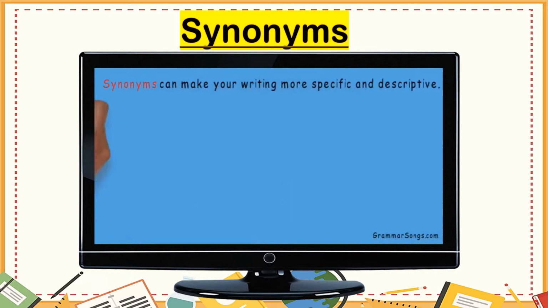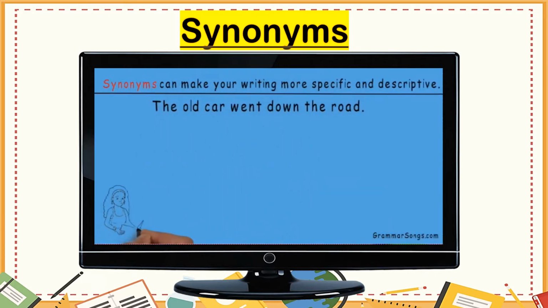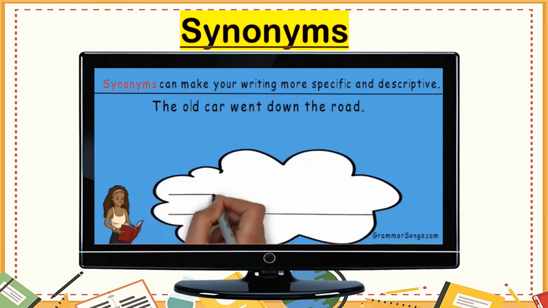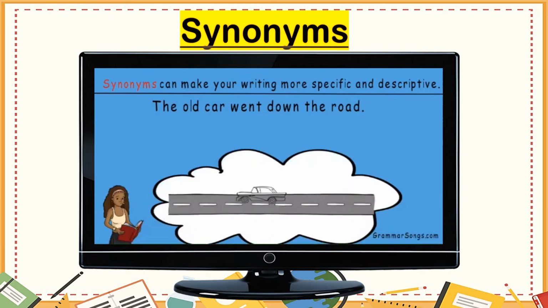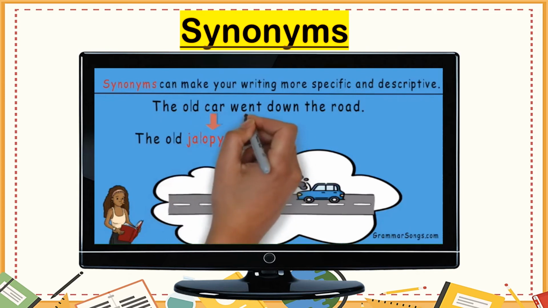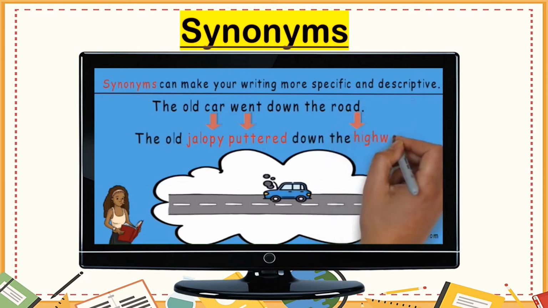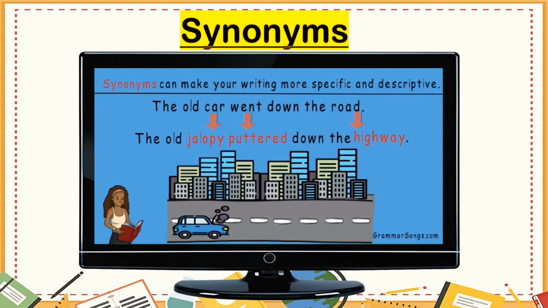Synonyms can make writing more specific and descriptive. I could write the old car went down the road, and my reader would imagine an old car going down the road. But I could use synonyms to make the image more vivid. Instead of car, I could use the word jalopy. In place of the common verb went, I could say puttered. And instead of road, I could use the synonym highway. The old jalopy puttered down the highway. Synonyms can create a more vivid image to juice up your writing.